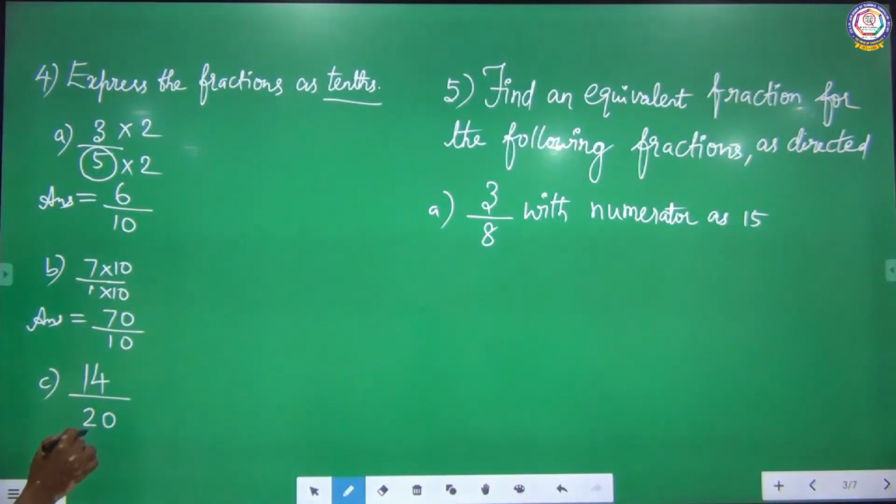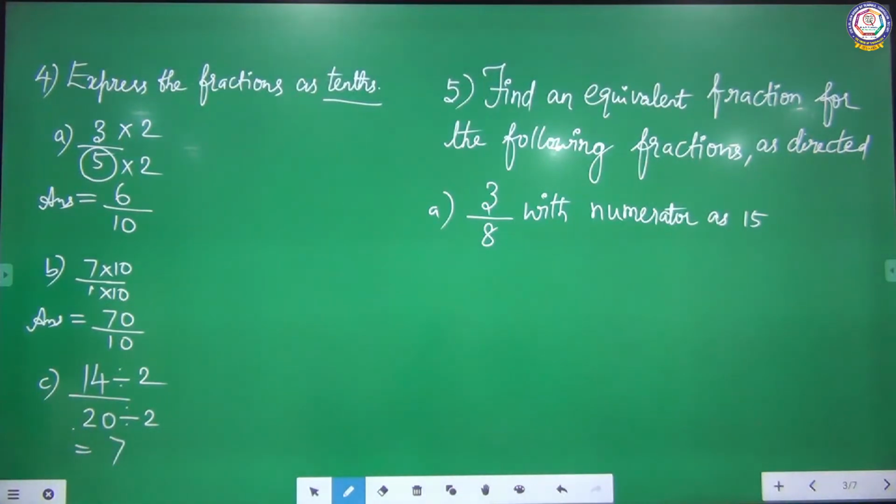See, listen. In the denominator, tenths should be there. But what is here in the denominator? 20ths is there. So, how can I change this 20 to 10? Dividing by 2. Same thing what I am doing in the denominator, I have to do it in the numerator also. So, 14 divided by 2 is 7. And 20 divided by 2 is 10. Now I can get the denominator tenths. Is it clear, children? Is it clear or not?